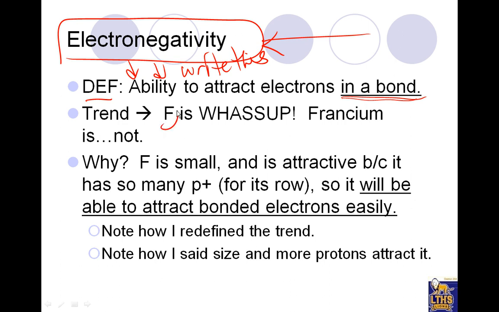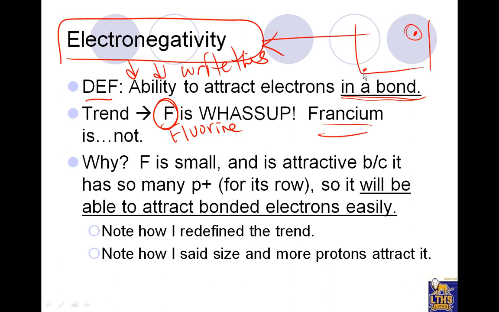The trend, fluorine is the what's up in electronegativity. Fluorine is the electronegativity master. It's the one with the highest electronegativity. Francium is not. So where are they on the periodic table? Fluorine's over here, francium over here.